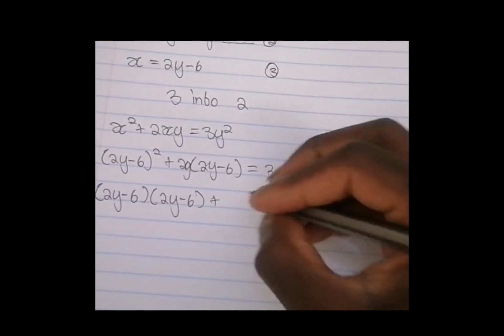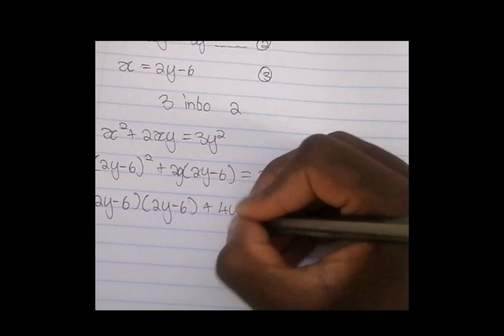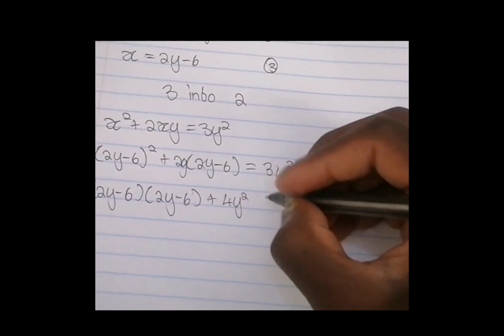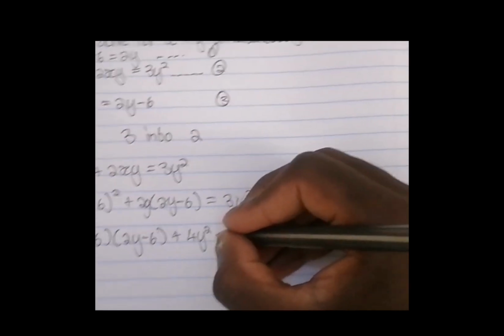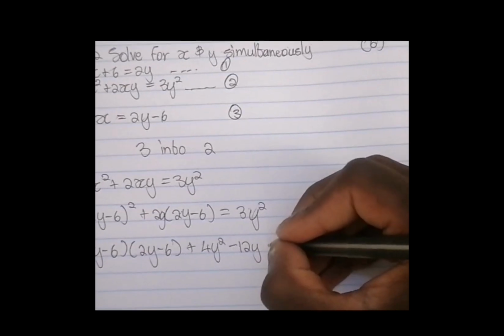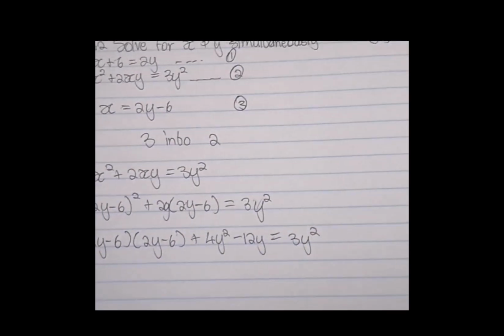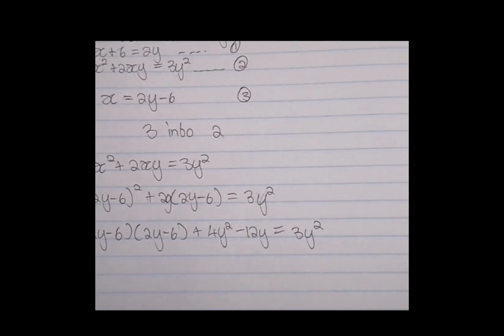Plus, so we'll multiply here. 2y multiplied by 2y will give 4y squared. 2y multiplied by negative 6 will give negative 12y, which is equated to 3y squared. Now the very next step, I'm going to multiply with brackets.